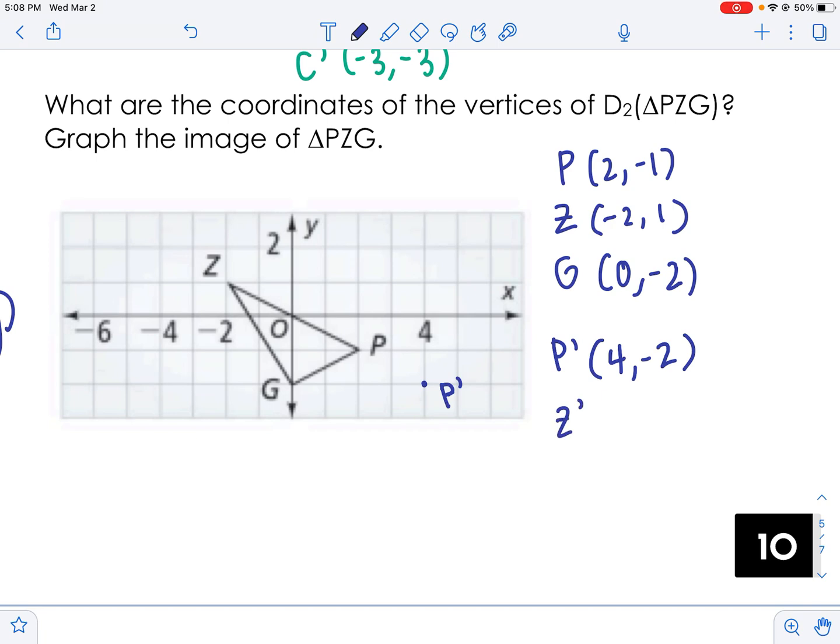Z's at -2, 1. So Z prime, if I double each of those numbers, that would be -4, 2. I'm just multiplying each one by 2. And most of your scale factors will be pretty small. It's kind of nice. You can do some mental math there.